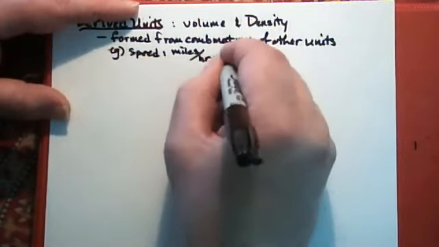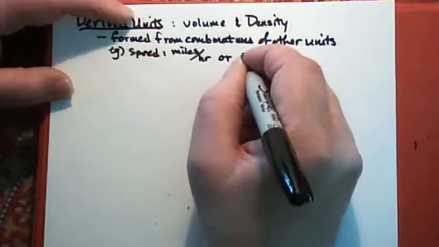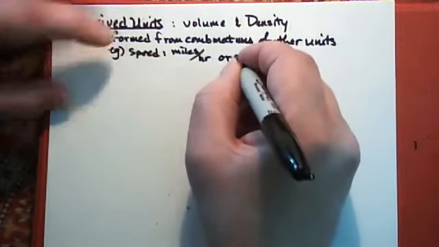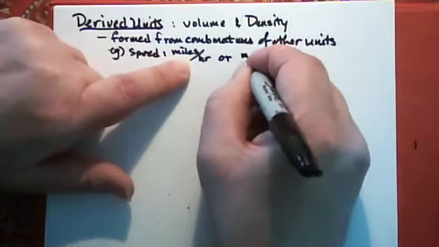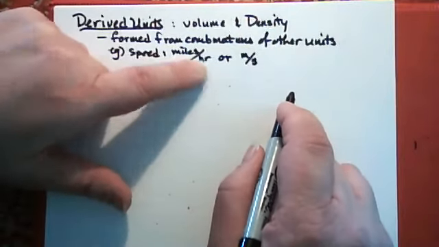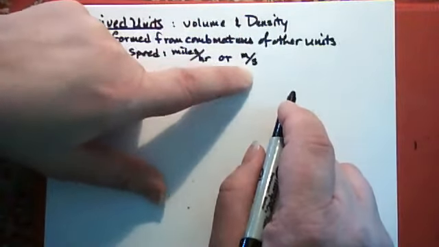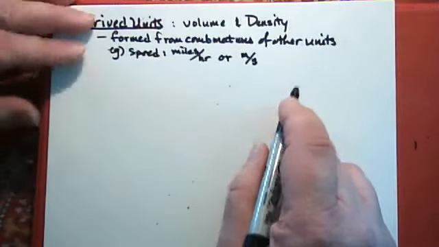In the SI subsystem of the metric system that we use in chemistry and physics, the standard unit for distance is meters instead of miles, and the standard unit for time would be seconds rather than hours. So meters per second would be the standard unit for speed or velocity in chemistry and physics.